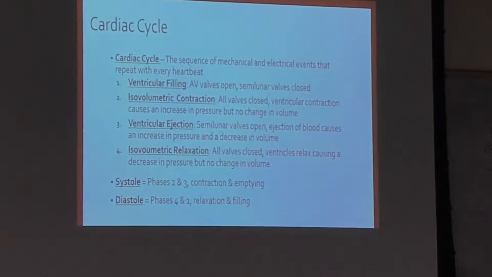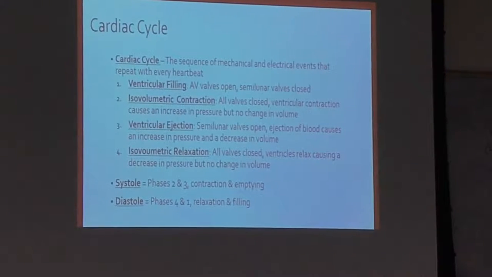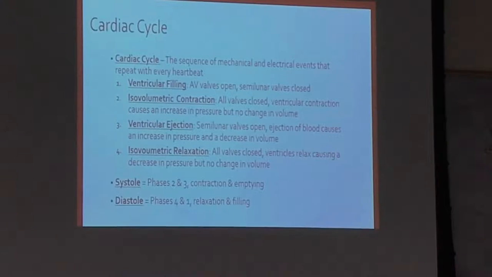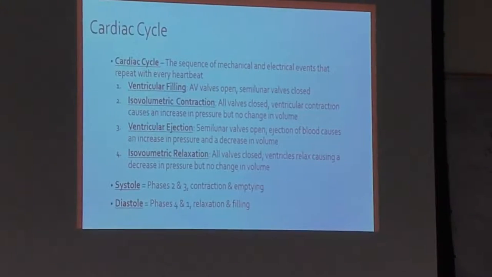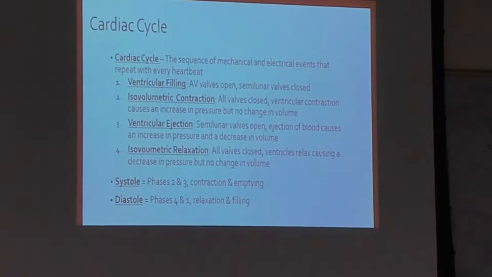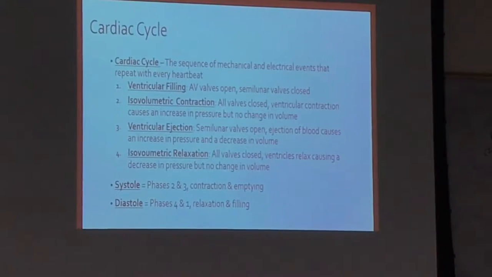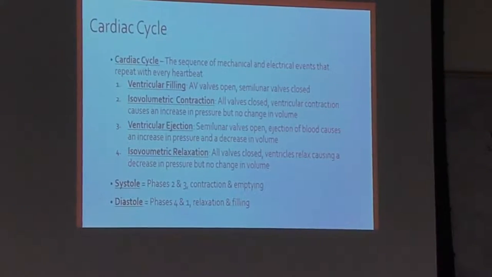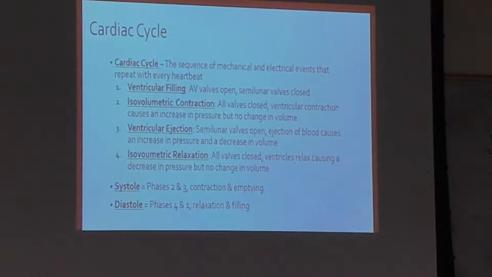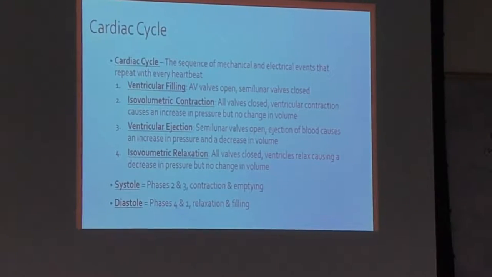So the cardiac cycle: you have your ventricular filling, where the AV valve is open and the semilunar valve is closed, isovolumetric contraction, ventricular ejection, isovolumetric relaxation. You guys all know this, right? Systole is going to be your phase 2 and 3, and your diastole is going to be phase 4 and 1.